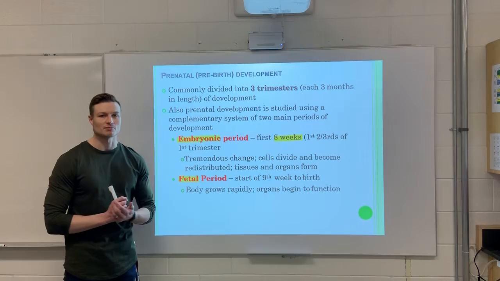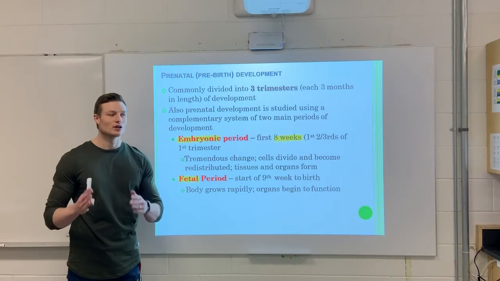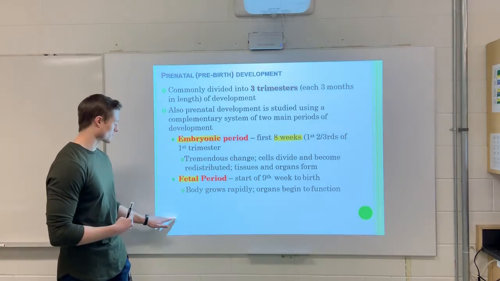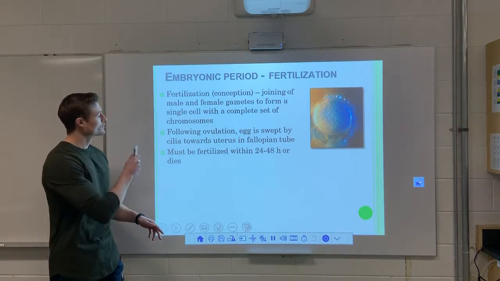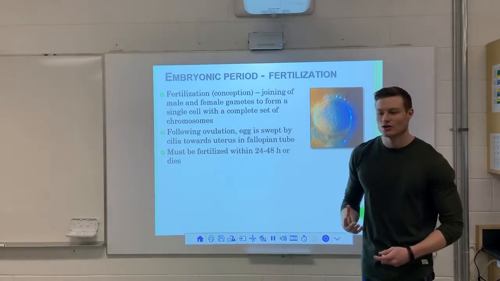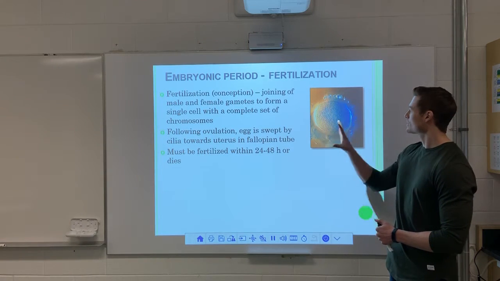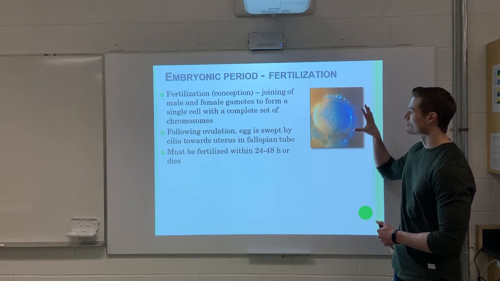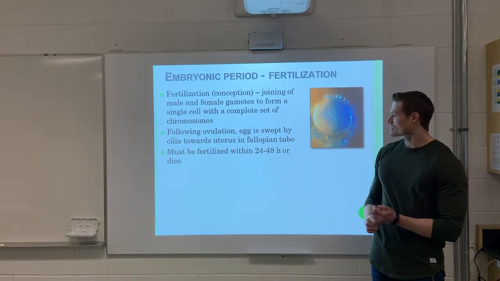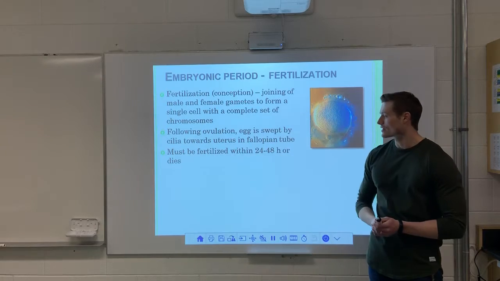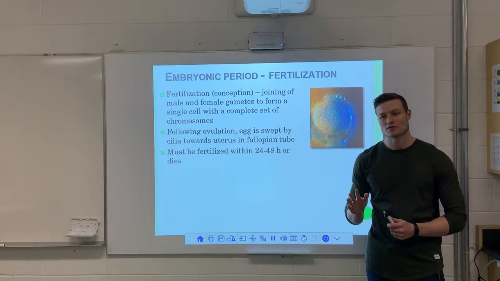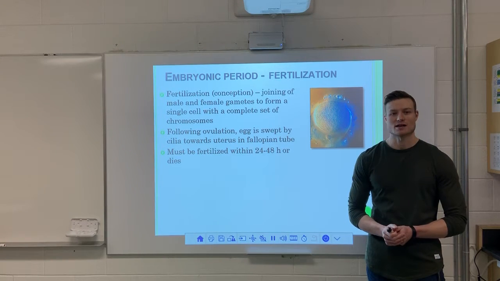So 2 periods you need to know, the embryonic period and the fetal period. We're going to start with the embryonic period, but before we do all that, we have to talk about how fertilization occurs, and then ultimately what happens after fertilization. So, fertilization, conception, is the joining of the sperm and the egg cell. They join together to form a cell known as a zygote. Fertilization must happen within about 24 to 48 hours or the egg will die. The egg can only last about 24, maybe 48 hours at the max.